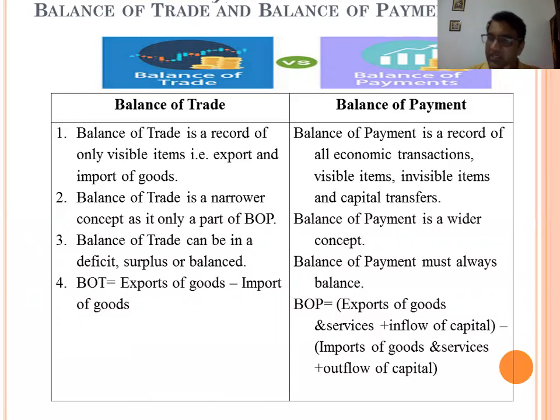Import of goods and services plus outflow of capital. The difference of this is called a balance of payment. This is balance of trade and balance of payment account.